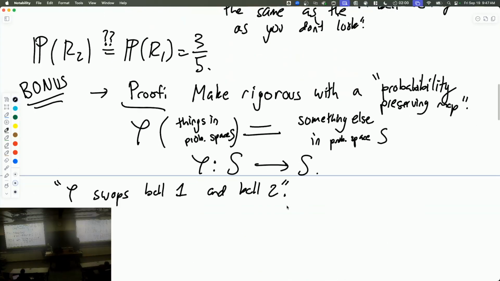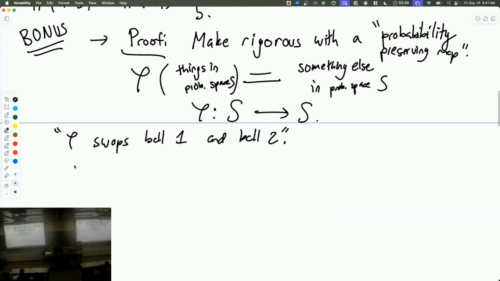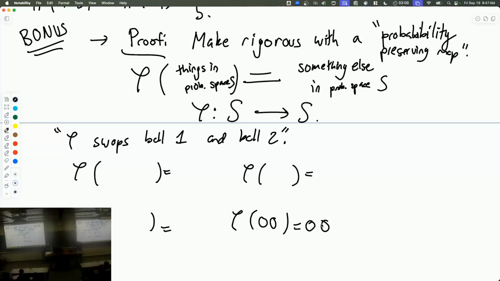So I'm just going to write out exactly what phi does down here. Phi, there are 4 possible inputs: phi of this, phi of that, phi of this, phi of that. Let me see if I can draw the white ones. Phi of white, white equals white, white. Red, red is going to go there. Red, white is going to go here, and it's going to be white, red. And then here it's going to be white, red. And here it's going to be red, white. So I've got to fill in the red balls. Phi of red, red equals red, red. Phi of red, white equals white, red. Phi of white, red equals red, white. And phi of white, white equals white, white.